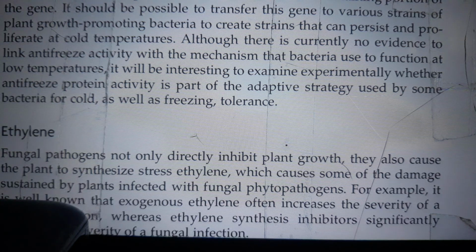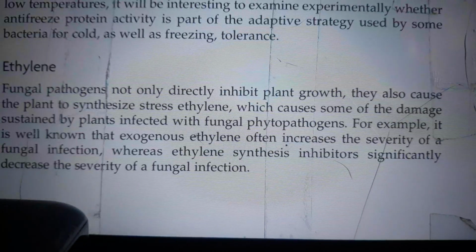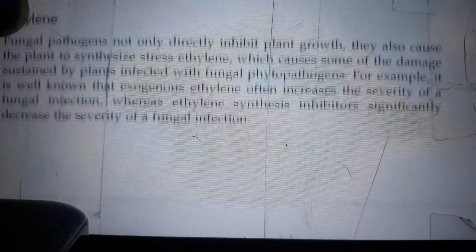Although there is currently no evidence to link antifreeze activity with the mechanism that bacteria use to function at low temperature, it will be interesting to examine experimentally whether antifreeze protein activity is part of the adaptive strategy used by some bacteria for cold as well as freezing tolerance.